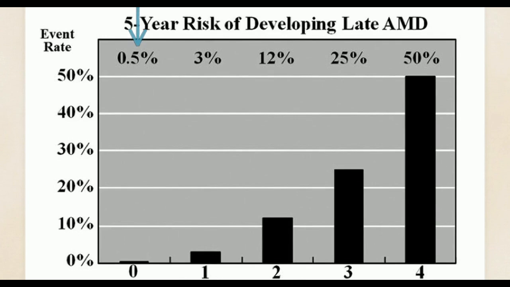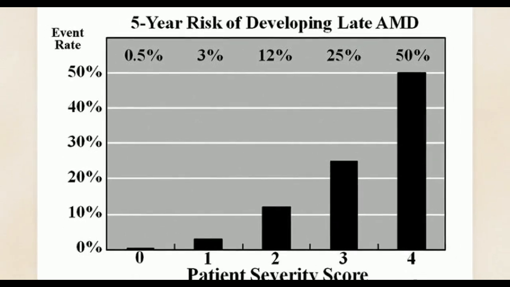Compare that to the extreme upper bound. A patient's severity score of 4 translates to a 50% chance, a literal coin flip, that the patient will develop late-stage disease within that same 5-year window.